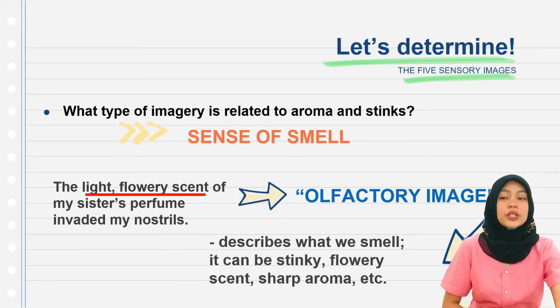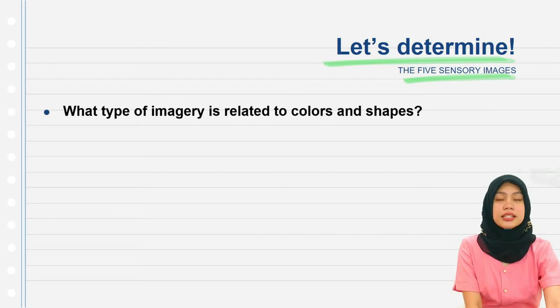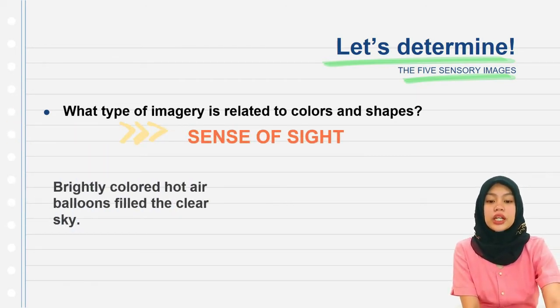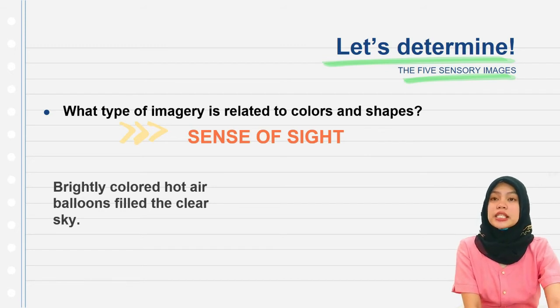Now for the next one, what type of imagery is related to colors and shapes? In the example that I presented, brightly colored hot air balloons filled the clear sky. So you said that it's the sense of sight.